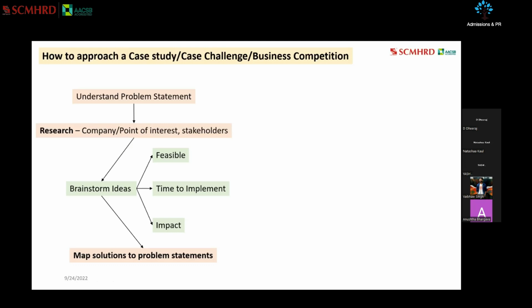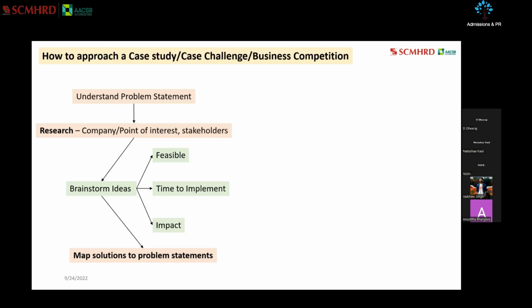And secondly, you need to research about the company or the institution or any business that is giving out that particular case study, and about all the stakeholders that are involved within the case study. There should be a thorough research that has to be done. The next step is to brainstorm ideas, and the ideas should be such that they have to be feasible in the first place.